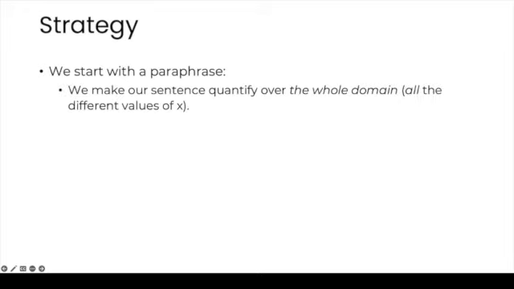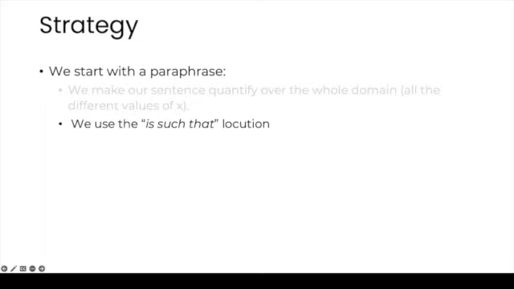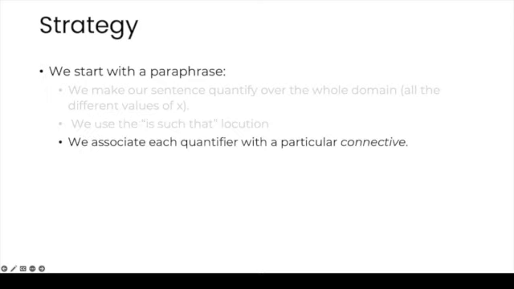Okay, let's talk about symbolization in predicate logic. When we're faced with a quantified sentence in English and we want to find a symbolization in PL, there's a series of steps we can follow, at least while we are learning the process. First, we start with a paraphrase. In this paraphrase, we make our sentence quantify over the whole domain, that is, all the different values of x. Later on, you'll see what I mean by this. Then we restrict our domain by using the "is such that" locution. Last, we associate each quantifier with a particular connective.